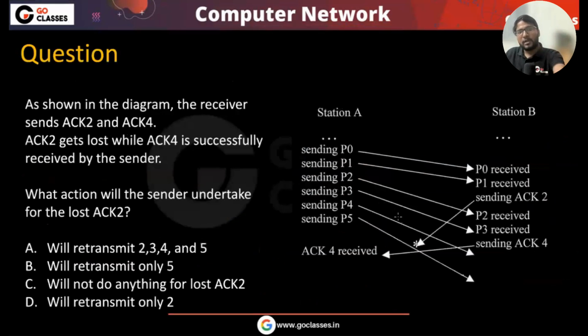Okay, now let's solve this question. What they're saying is, as shown in this diagram, the receiver sends ACK2 and ACK4. The sender is sending P0 to P5, but the receiver is sending cumulative acknowledgements ACK2 and ACK4. ACK2 gets lost while ACK4 is successfully received by the sender. What will be the action that the sender will take for the lost ACK2? See, the sender is transmitting P0 to P5, and it is getting cumulative acknowledgements 2 and 4. 2 has been lost, and then this 4 is received.